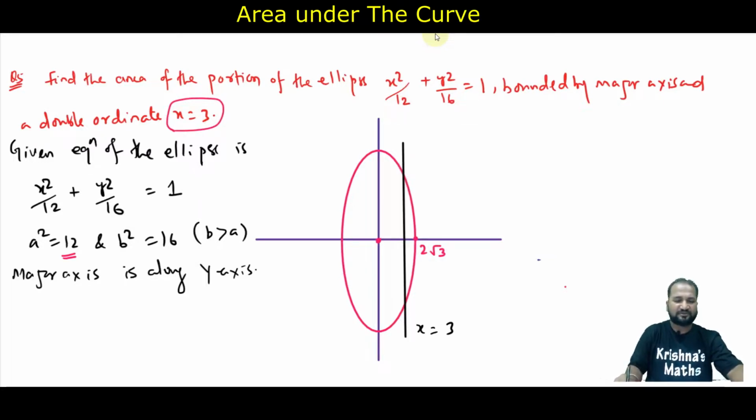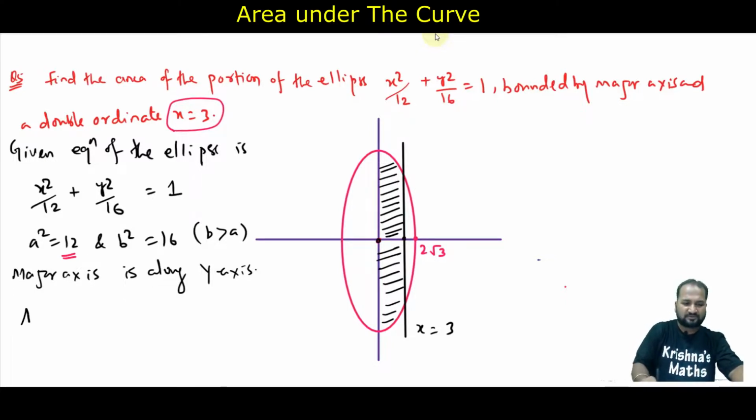We need the whole area bounded by the ellipse and the line, and the area below the x-axis is also needed. It is a symmetric area, so multiply by 2. The limit is from 0 to 3. So area is equal to integration, limit from 0 to 3, y dx, multiplied by 2, because it is a symmetric area.